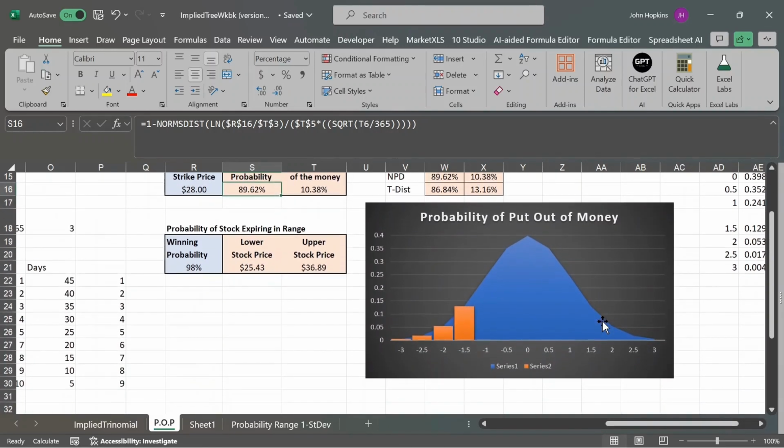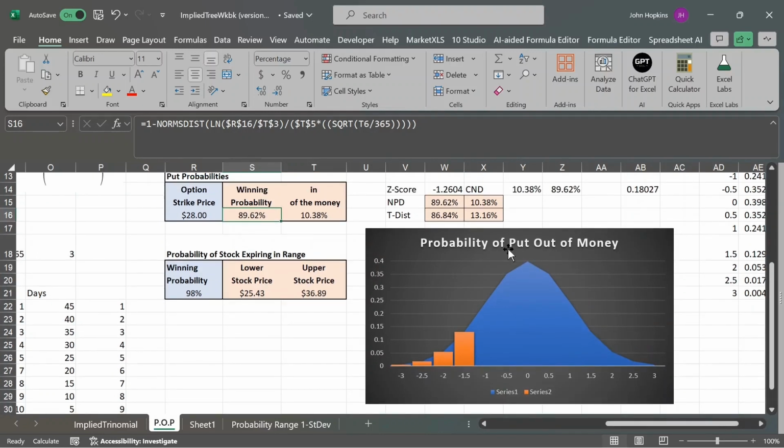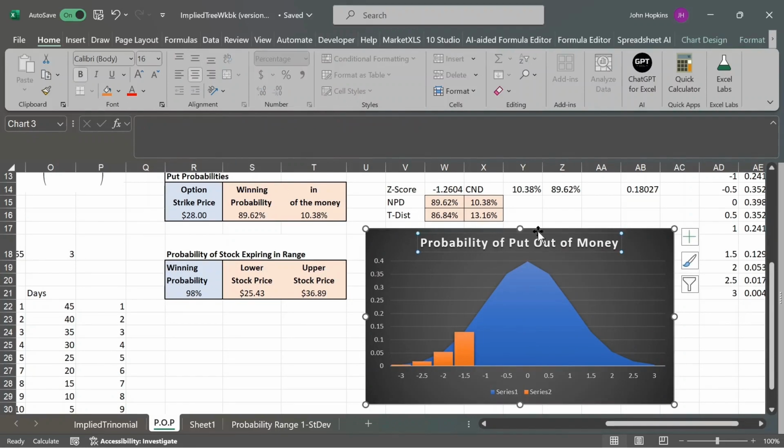And here's a chart showing it. Approximately just over 10% cut off there of the bell curve is the probability of being in the money. Being put out of the money, huh? Once again, I've got that same spelling error.